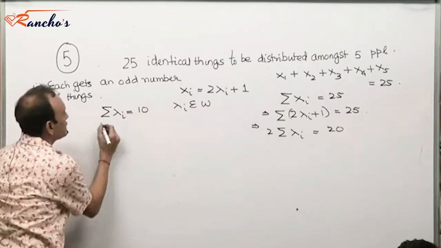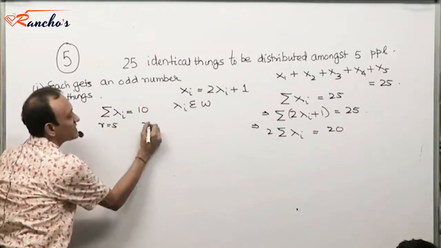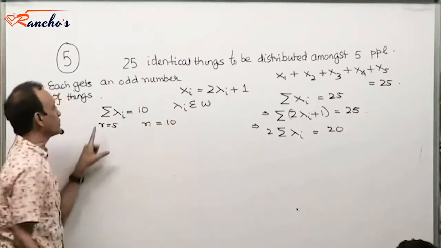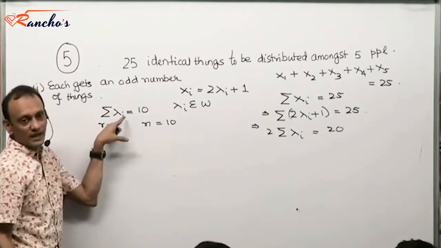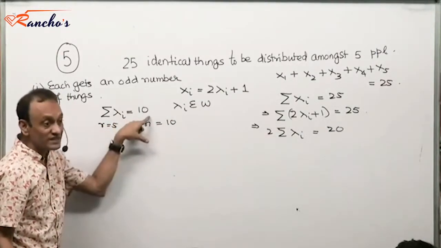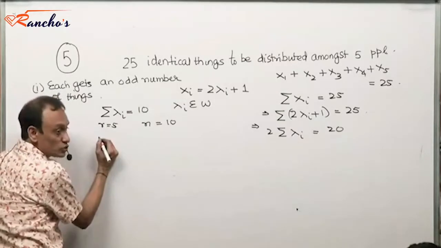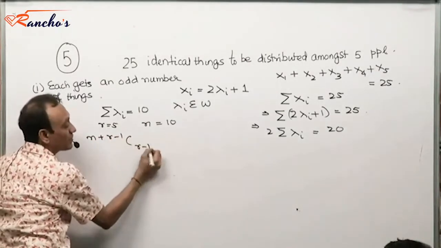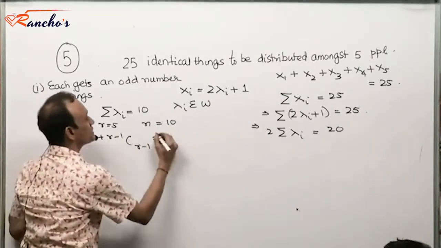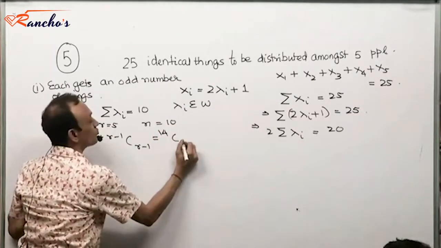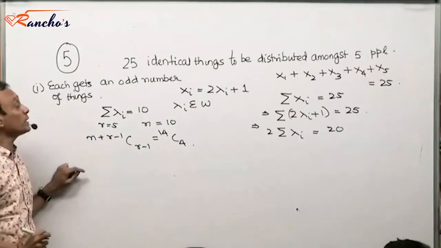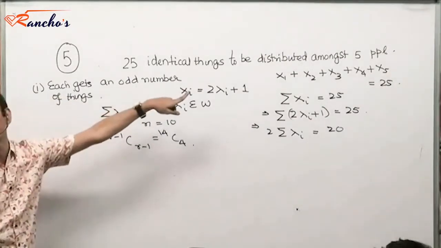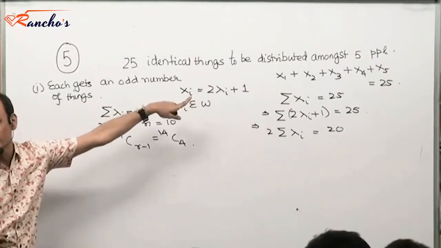And 5, right? So in this case r is 5, n is 10. The number of whole number solutions to the equation lambda 1 plus lambda 2 plus lambda 3 plus lambda 4 plus lambda 5 equals 10 is going to be n plus r minus 1 C r minus 1, which is 15 minus 1, 14 C 4. That would be the number of whole number solutions to this equation, where the xi's are all odd numbers.